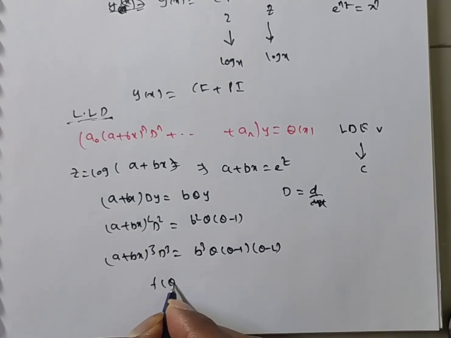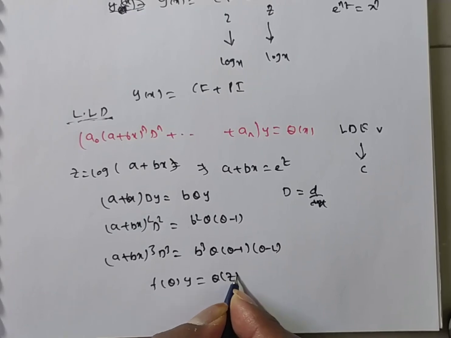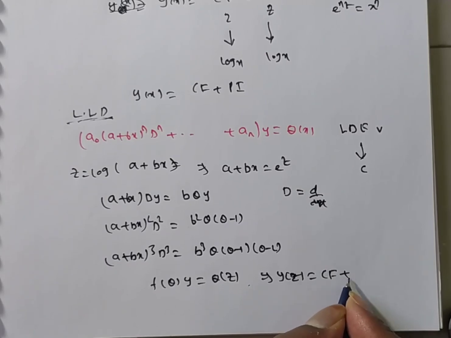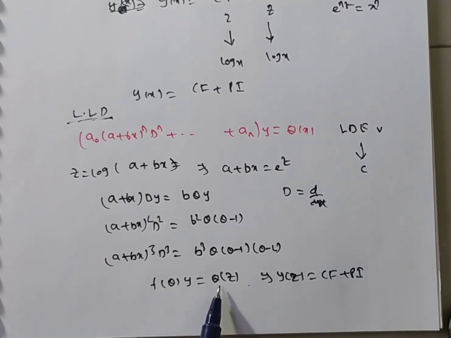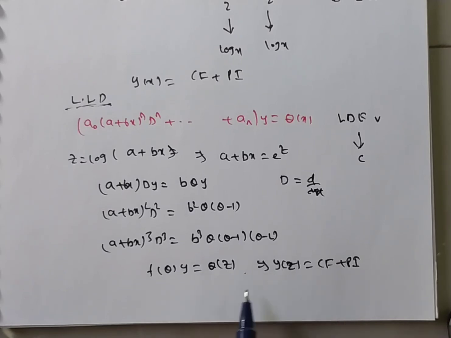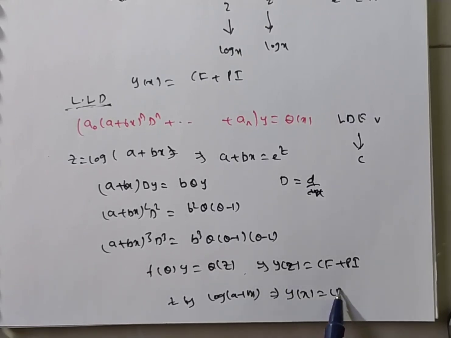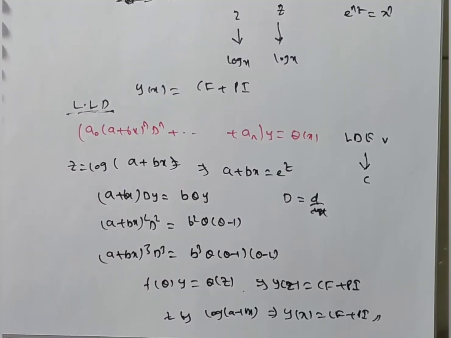Then we will have f of theta into y is equal to Q of z form. Hence the final solution we will have is y of z equal to complementary function plus particular integral, because this is in terms of z. Finally, we replace z by log of (a plus bx). Then you will have the general solution y of x is equal to complementary function plus particular integral. So z is changed in terms of x. Like this we can solve higher order linear differential equations with constant coefficients and variable coefficients.